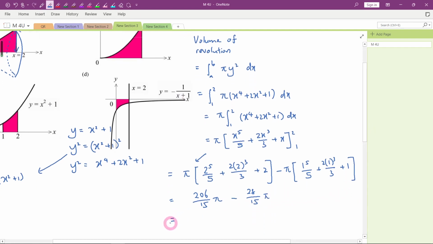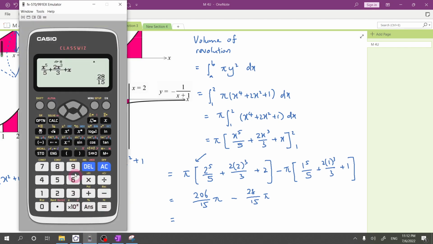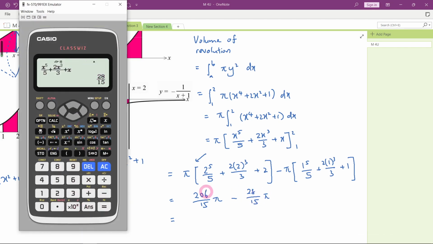Okay, so the next step, your calculator still remembers this. What you need to do, just press 206 over 15 minus answer. Then your calculator knows that this answer is pointing to this number. Okay, you will get 178 over 15.